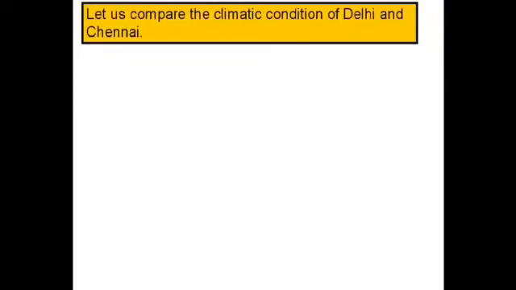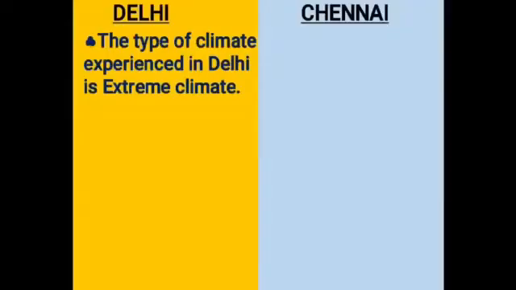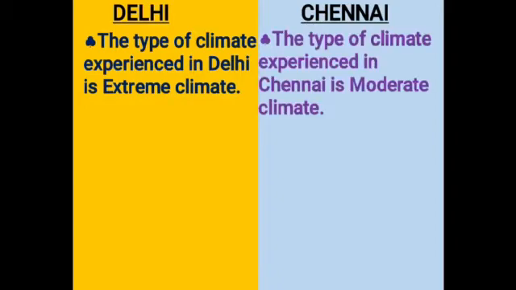Now let us compare the climatic condition of Delhi and Chennai. New Delhi is far away from the sea coast, whereas Chennai is located along the coast. The climate of Chennai is affected by sea and land breeze, but not that of New Delhi. So now we shall compare the climate of New Delhi and Chennai. The type of climate experienced in Delhi is extreme climate, but the type of climate experienced in Chennai is moderate climate.